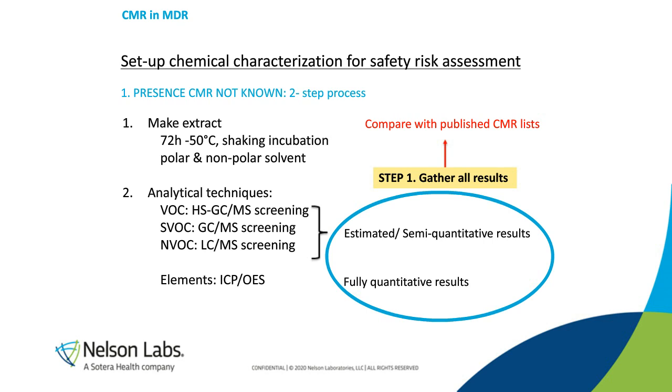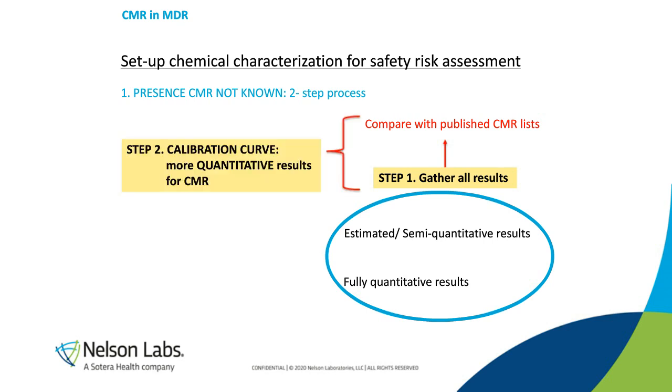Then step 2 would be to go back and actually see if these CMRs that maybe are tentatively identified, or maybe even most probable, and then actually get a calibration curve for that particular CMR to be able to confirm that that's there and then give an accurate, not a semi-quantitative, but a more quantitative result for that CMR. So we'd want to take those results and refine them using a second step.